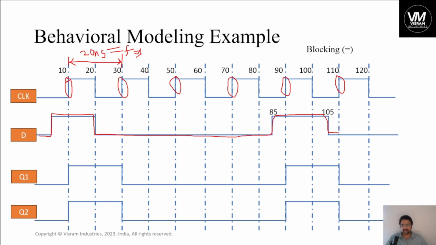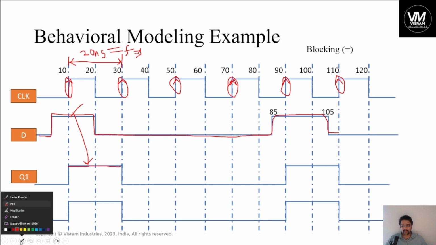Remember, this is the passage, when the clock is rising, that is called the passage of the clock. At this passage of the clock, the first data, the value of D, is 1. So till the next transition, the data will be 1 at Q. So this is 1.